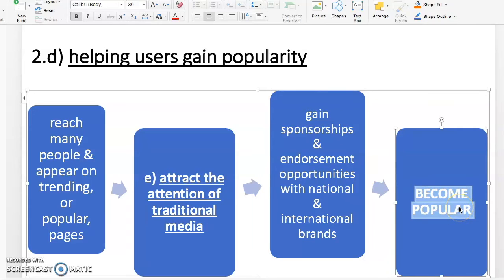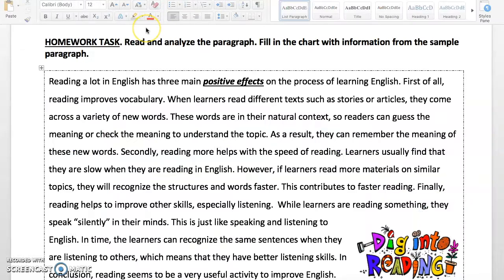So again, the writer just reached the conclusion about this major. It was gain popularity, so they become popular. So the writer wrapped up here. So I understand this major is finalized here. Alright, we finished task 1.